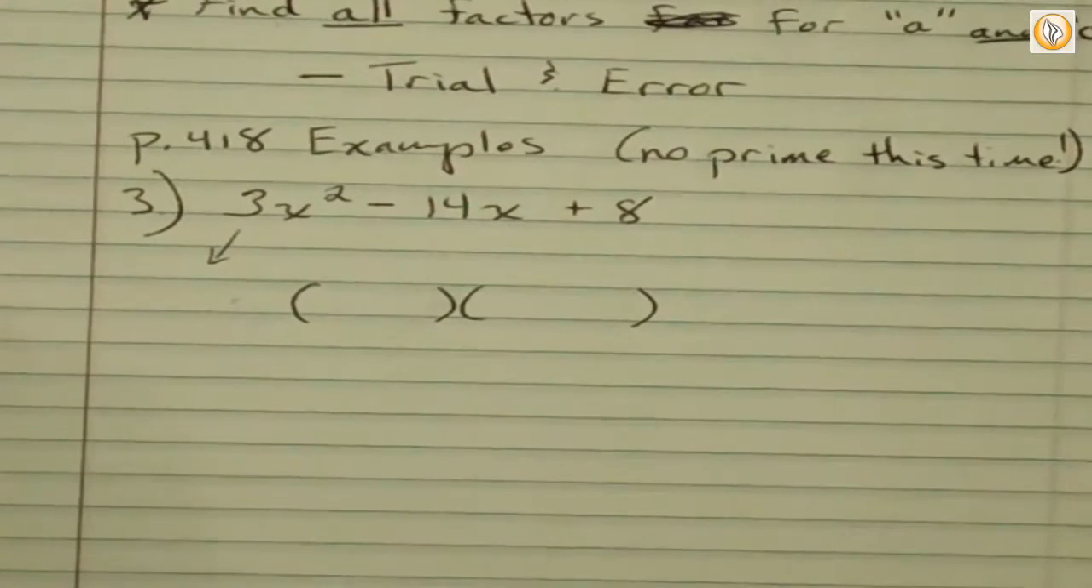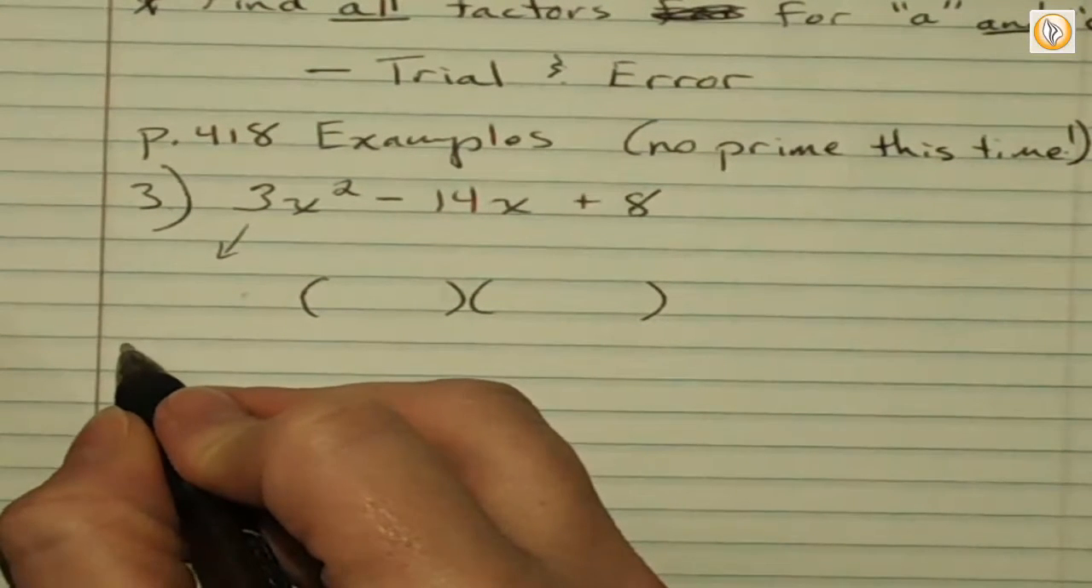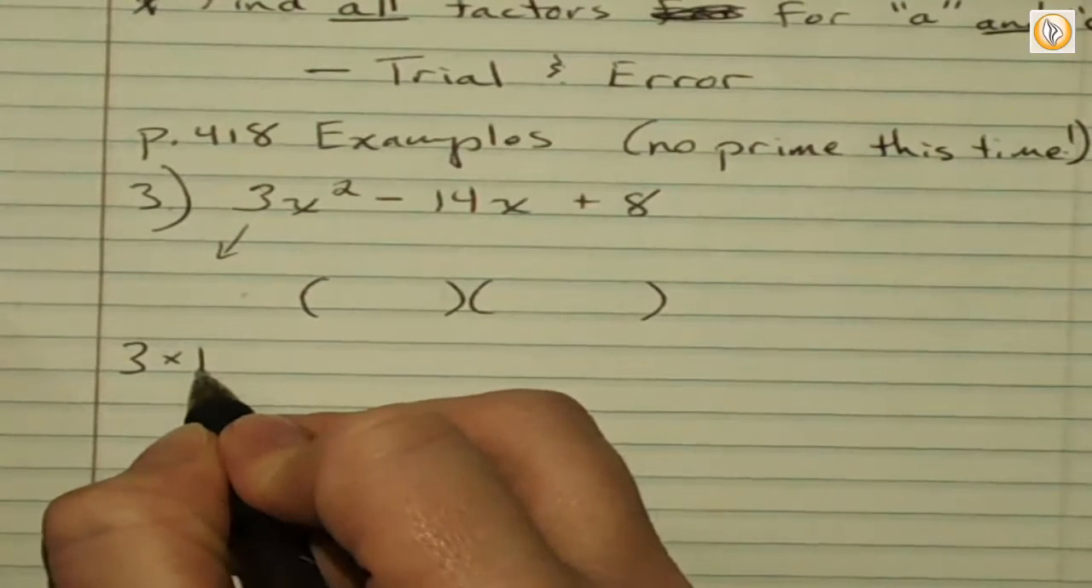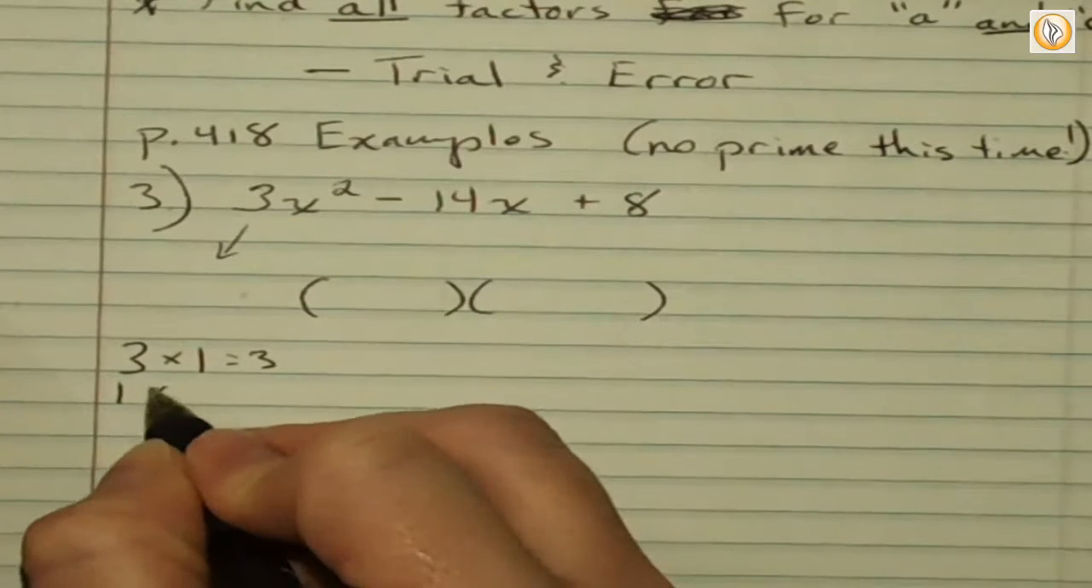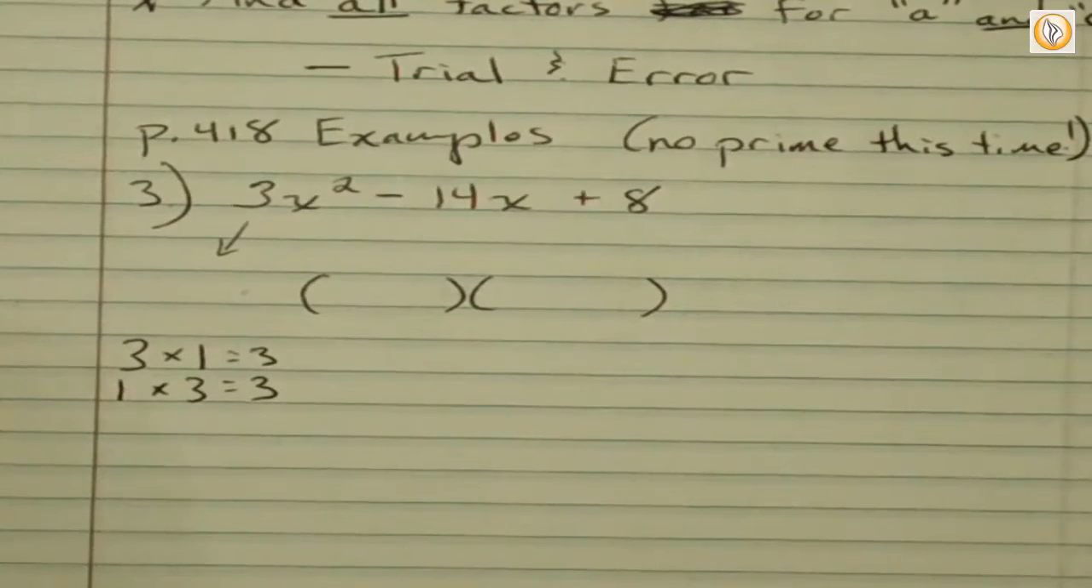So what we have to do is write all the factors of how we get 3. That's kind of easy. 1 and 3. It can be, boys and girls, 3 times 1 or 1 times 3.